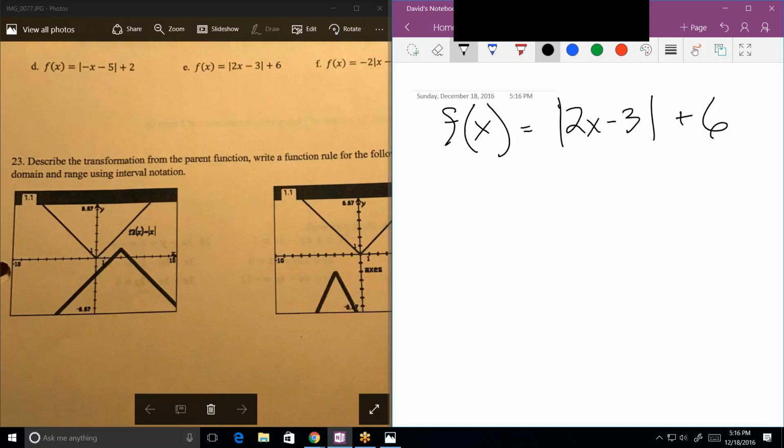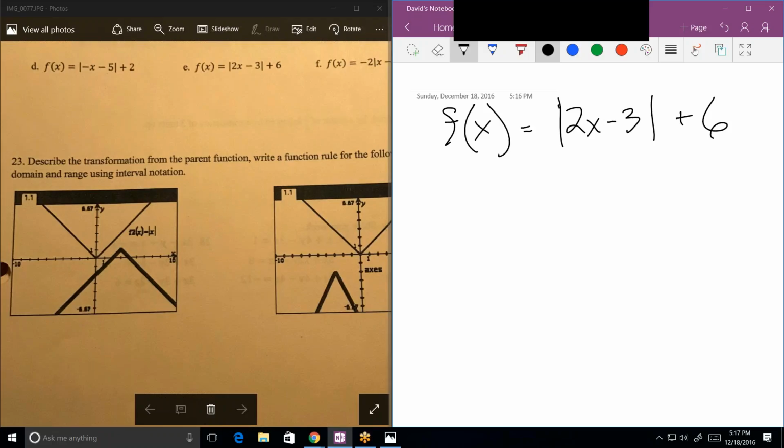Let me see. It'd be horizontal. Right. If it's inside the function, it's always horizontal. There's 3 horizontal things you can do, and there's 3 vertical things you can do. All of the vertical things are outside the function. If I put a negative sign there, that's outside the function. That's a vertical reflection. Sign inside, that's a horizontal reflection. Okay, for sure. So what 3 things are going on?